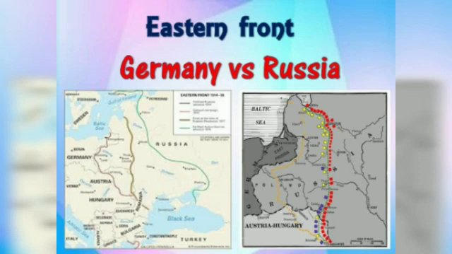The Germans planned a short fight against France to focus on the Eastern Front against Russia. But the plan failed and they had to fight almost alone on two fronts.